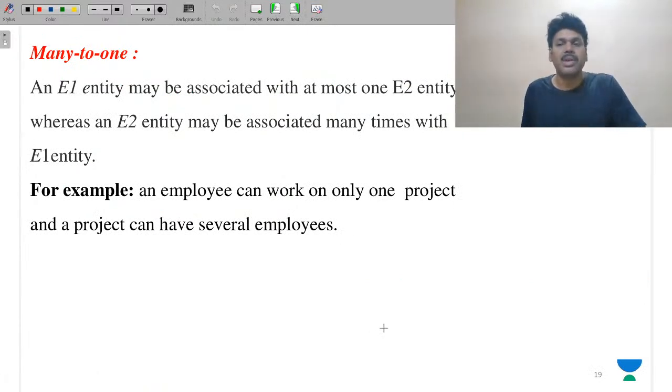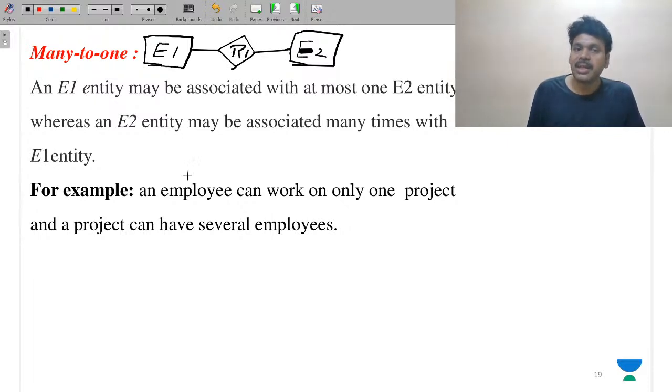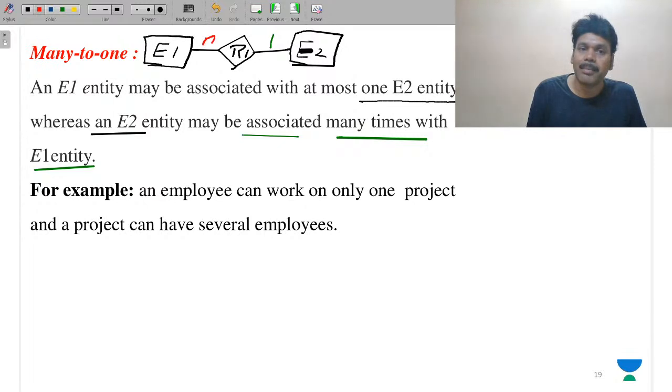It is completely opposite to one is to many. If there are entities E1 and E2, and for sharing between them we have a relationship named R1, an entity of E1 may be associated with at most one entity of E2. So where to write M? E1 at most with 1 means here. E2 may be associated many times with E1, so E2's maximum cardinality with E1 is M. So E1 can participate only one time with an E2 instance, and E2 can participate many times with an E1 instance.